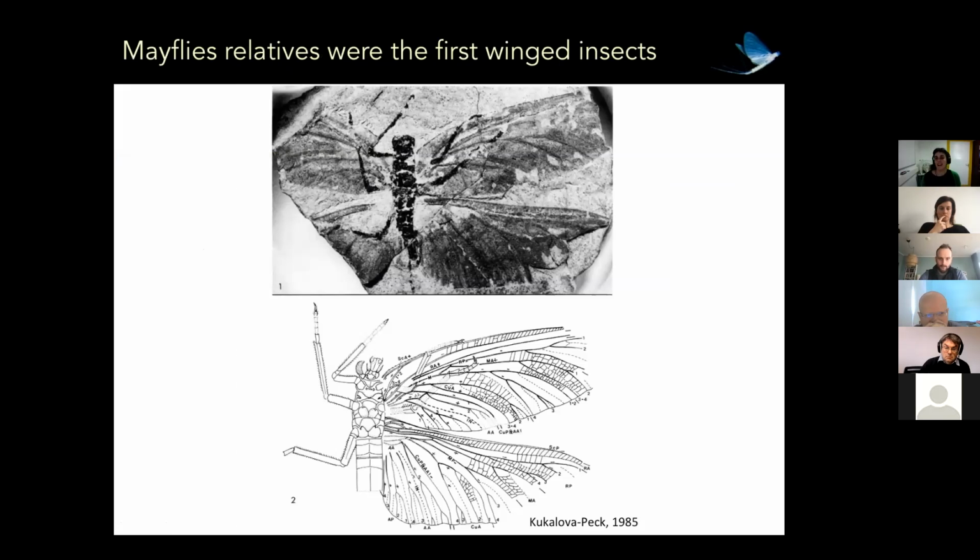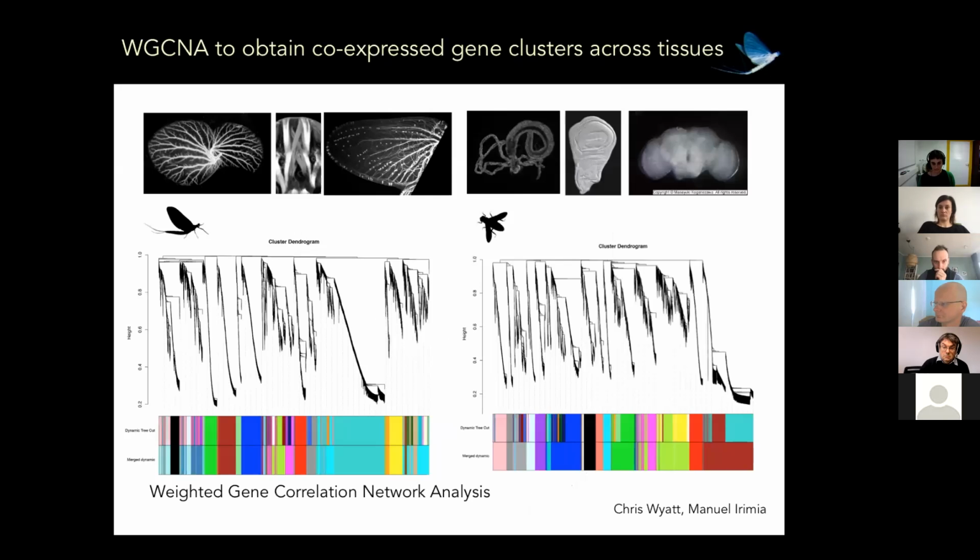And finally, as I said at the beginning, mayflies are really interesting to understand the origin of wings, as they are the sister group to all other winged insects. And we wanted to have a first approximation using our transcriptomic data to this question. For that, we used a different type of analysis, WGCNA, which is Weighted Gene Correlation Network Analysis, which is another type of clustering.